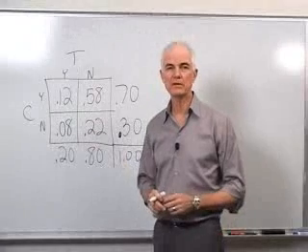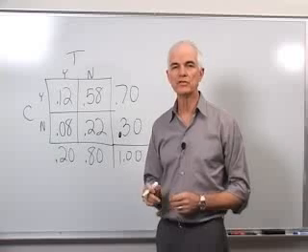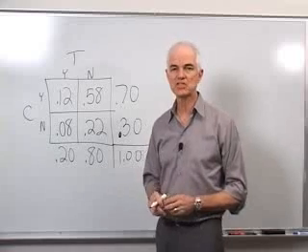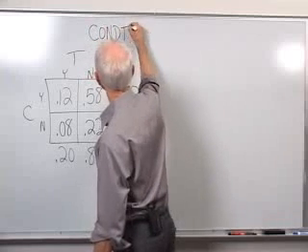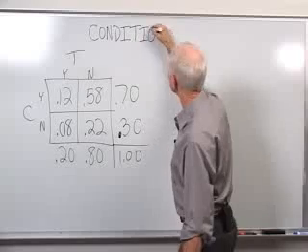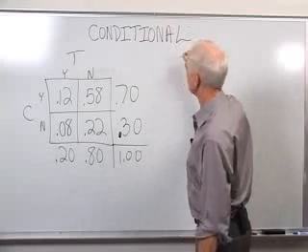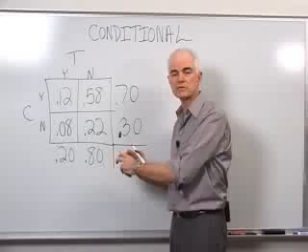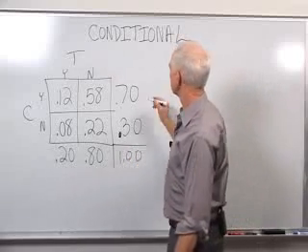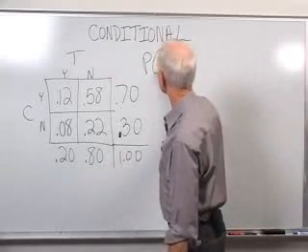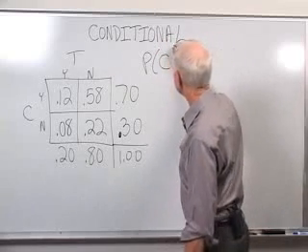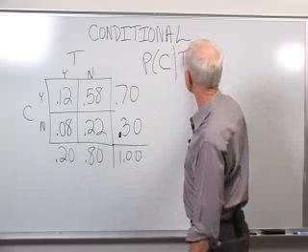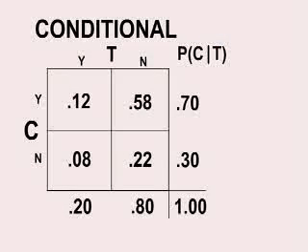Another important probability that we often want to solve for using our probability matrix is the conditional probability. Conditional probabilities are not actually listed here as one of these numbers. We have to solve for it. So let's take an example. Suppose we want to solve for the probability that a person uses a credit card at the mall, given that they take public transportation. How do we solve for this using our probability matrix?